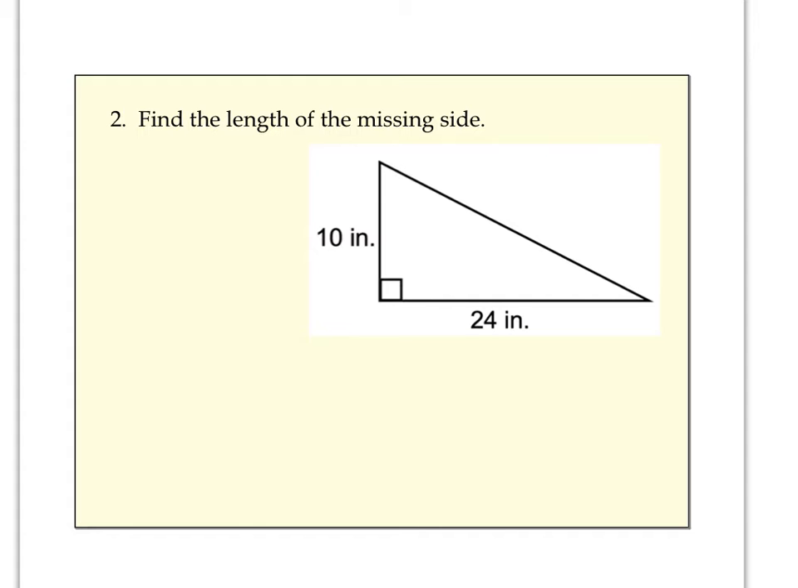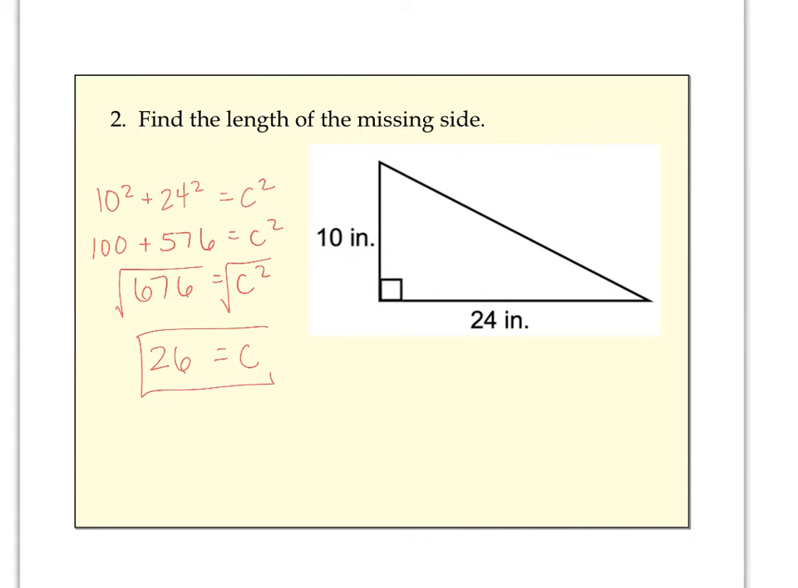In this case, the two legs are the 10 and the 24, so they can be your A and your B. So you can do 10 squared plus 24 squared equals c squared. You get 100. And then 24 squared, if you type it in your calculator, I believe is 576. Add that together, you get 676. And now we have to take the square root. We don't want c squared, so we do square root, and the square root of 676 should be 26.